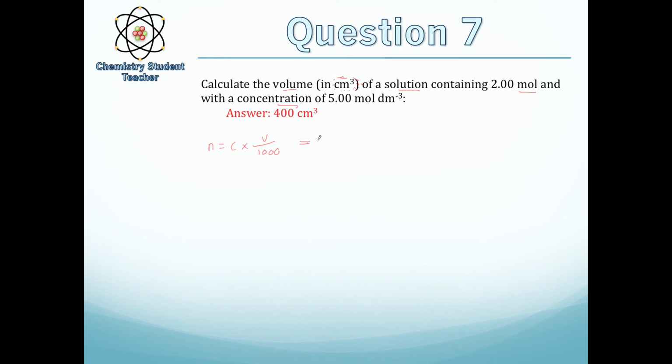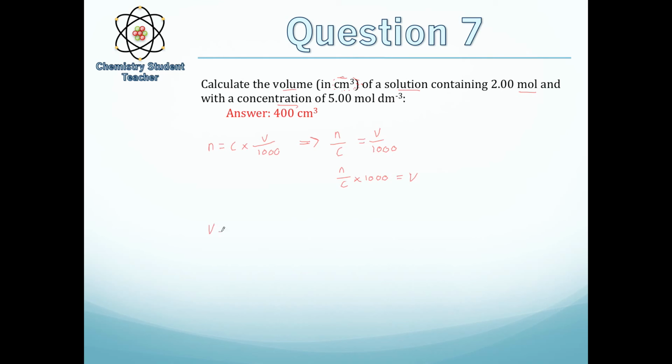But first things first, we need to rearrange this equation because we want volume. At the moment it's in terms of moles. So to rearrange that, we divide by C. So N over C equals V over 1,000, and N over C times 1,000 equals V.